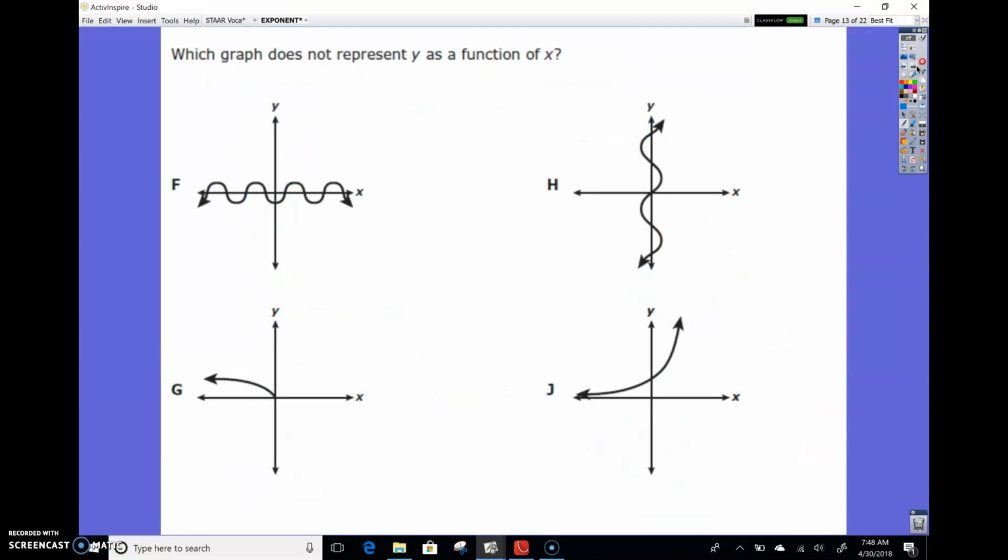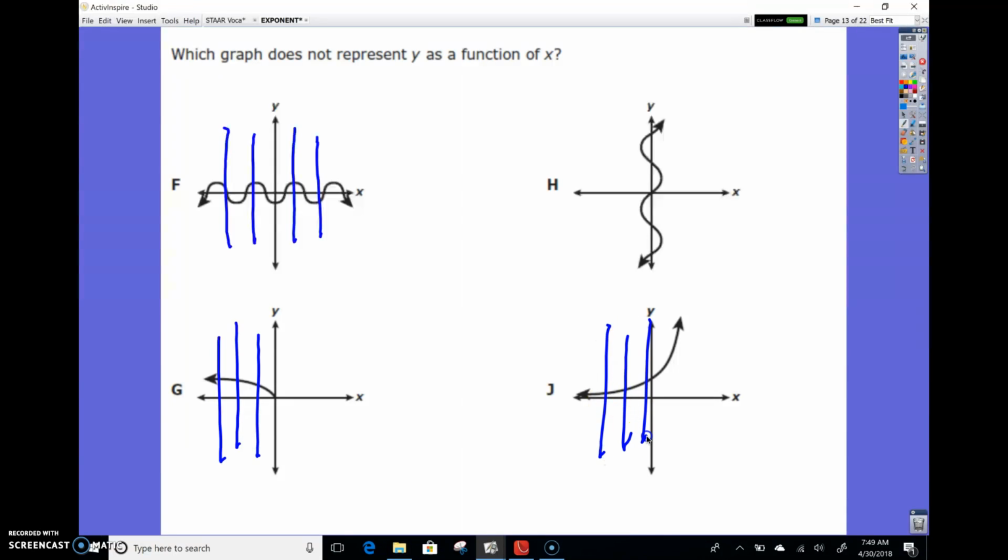Okay, which one does not represent a function? You see that? That's a function. That's a function. That's a function. See that? Not a function. Does not represent a function.